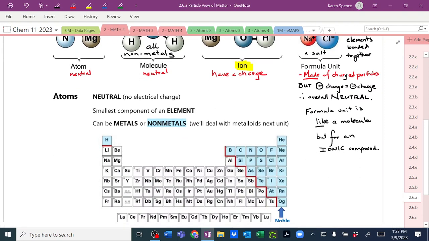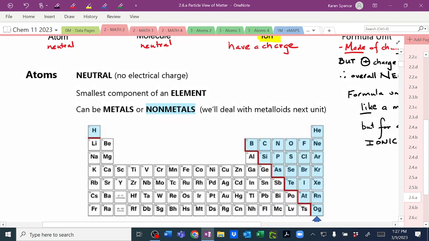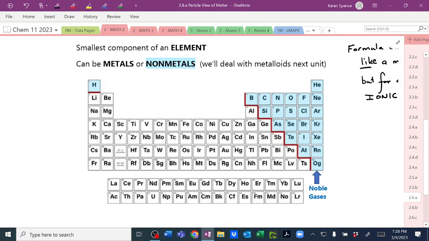All right, so atoms can be neutral. They're the smallest component of an element. They can be metals or nonmetals, and you see we have the nonmetals are shaded there for us in case you have forgotten. All right. And we have specifically pointed out the noble gases, which are this column here, because we're going to be talking about those in a moment. Those are our noble gases.